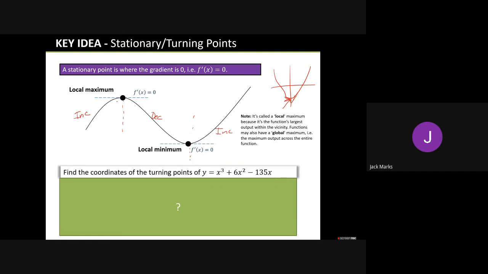Now, this peak, we can call a local maximum. It's the largest value in this area here. It might not be the largest value overall, because you might have a higher value over here, say, but it's like the peak, it's like the hill. And then you have the local minimum, and again, it's just a local minimum. But what's interesting about these points is because it's going from positive to negative, or negative to positive, at these particular points, the line must go flat. In other words, the gradient must be equal to 0.